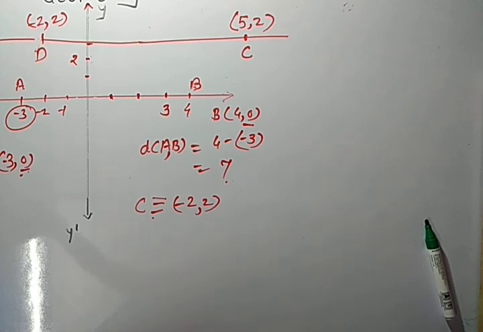And therefore it is preferred to be written like this. But nowadays our textbook allows us to write the is equal to sign, only the is equal to sign, but actually it should be C is represented by -2, 2, or -2, 2 is represented by point C. Coordinates of C are -2, 2.